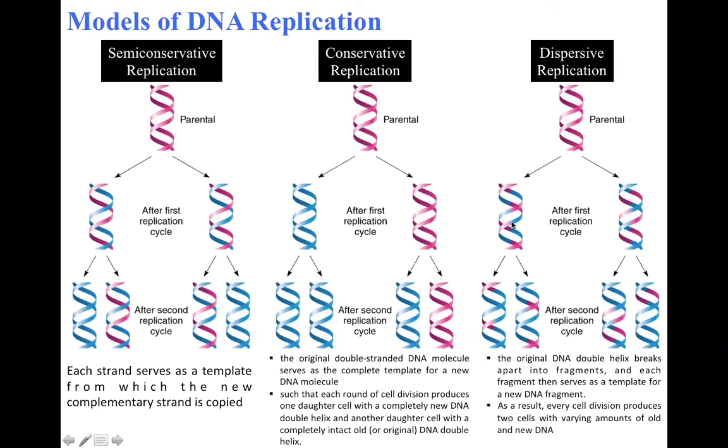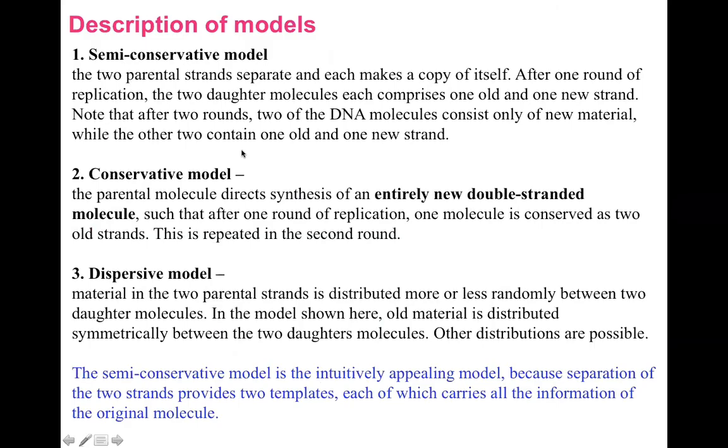But as I already told, semi-conservative replication is the universal model accepted by the scientific community. This is the description of the model, and whatever I explained is the same thing here. As I told, the semi-conservative model is intuitively appealing because separation of the two strands provides two templates, each of which carries all the information of the original molecule. So this is the most widely accepted DNA replication model.